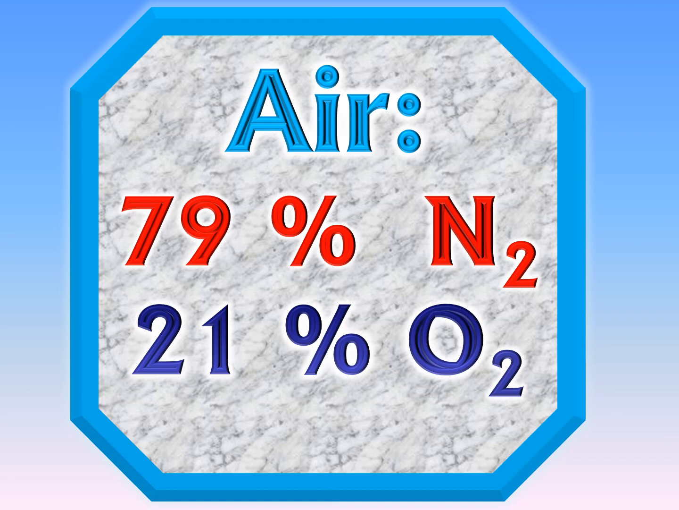So air, 79% nitrogen, 21% oxygen. So what would the molar mass of air be? Well, you know how to get the molar mass of nitrogen and oxygen, right? So what you would do is get the molar mass of each one of them, and then you would multiply it times its percentage. That would give you the contribution. Then you add the two contributions, and that's the molar mass of air.